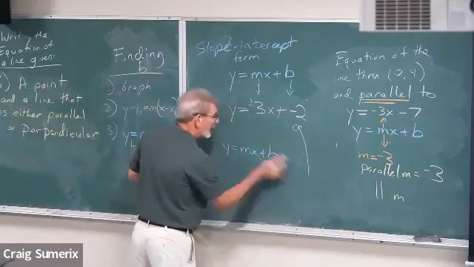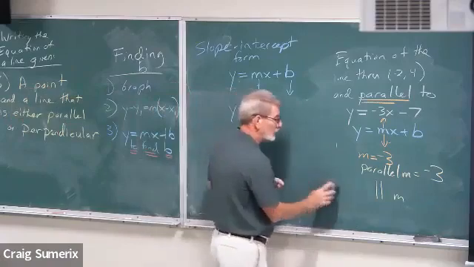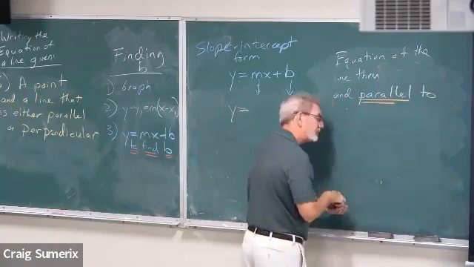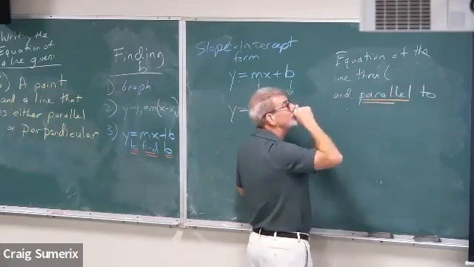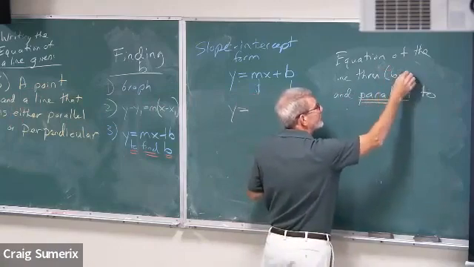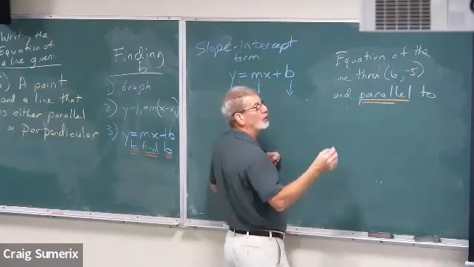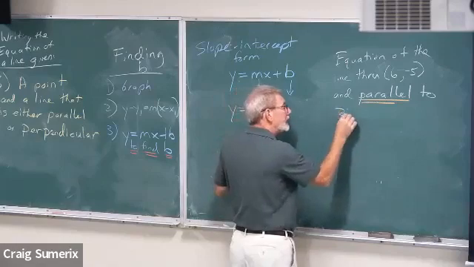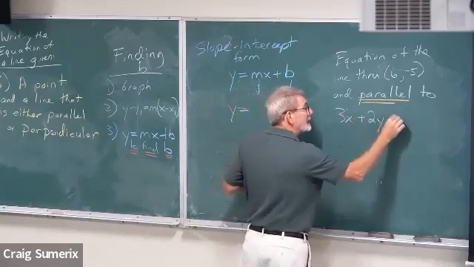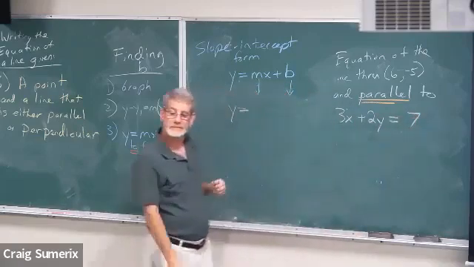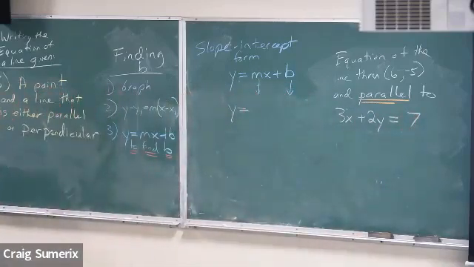Okay. So what happens if they give you something different? Like, I don't know, 6, -5. And the equation looks like 3x plus 2y equals 7. How is this different?